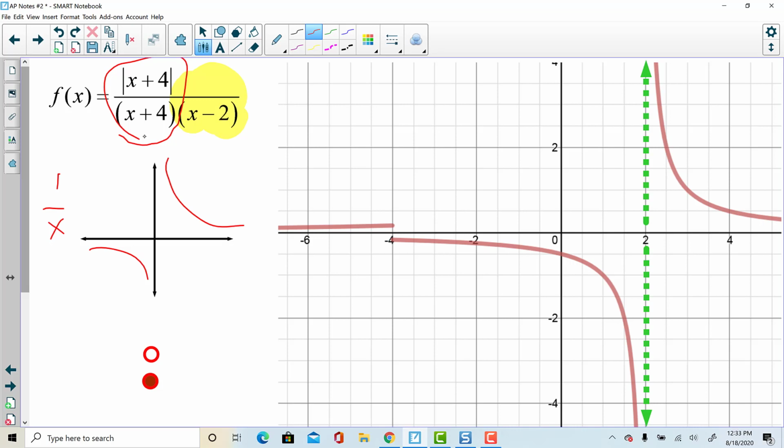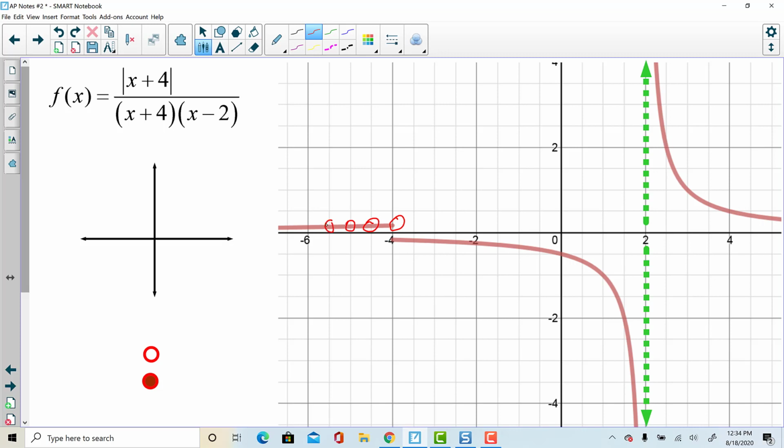How about negative 5? If I plug in negative 5, I'm going to get absolute value of negative 1 over negative 1, and that'll reduce to 1 over negative 1. So basically, I'm getting negative 1. I'm getting an extra negative. So when I'm on the left of negative 4, I'm getting an extra negative. So when you put an extra negative in front of something, it will change the negative number that it was into a positive. So basically, it's jumping across the x-axis.